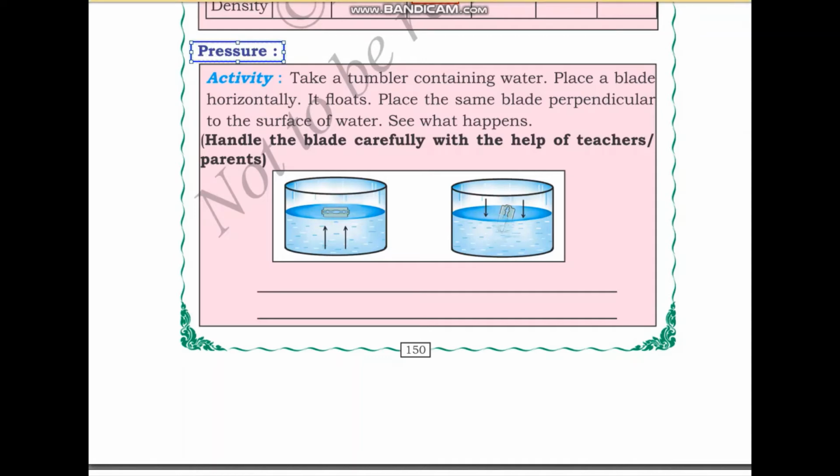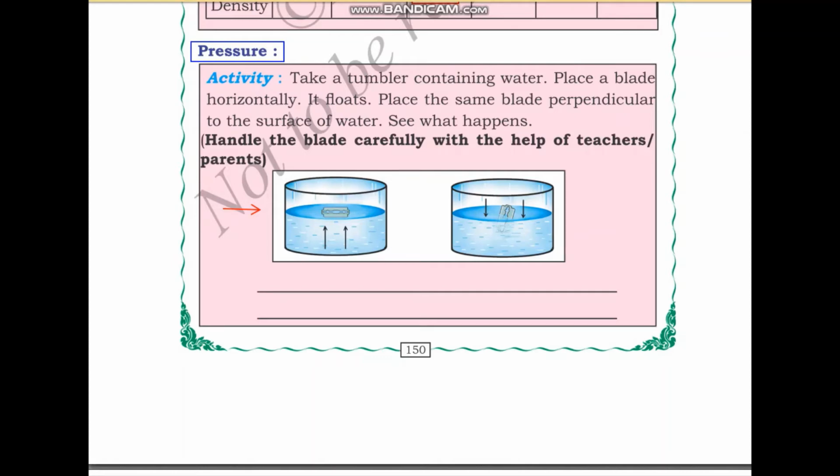The activity is to take a tumbler containing water. A tumbler is nothing but a container. So you can take a container of water and place a blade horizontally. Horizontally is like this, as they have placed here, and vertically is like this. So take a tumbler, place a blade horizontally, and see what happens.